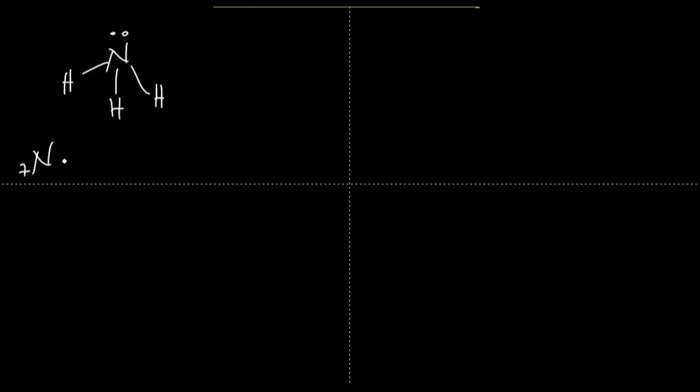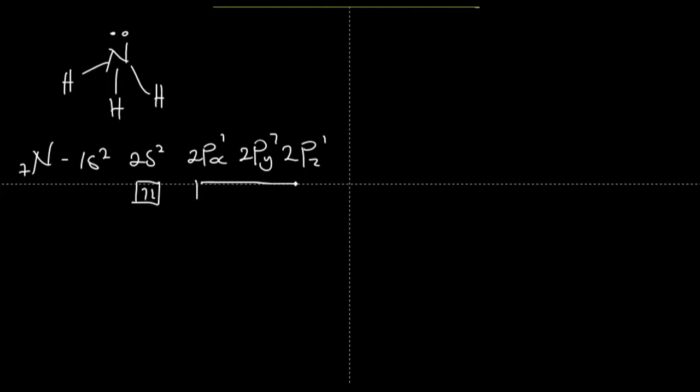with atomic number 7, its configuration is 1s2, 2s2, 2px, 2py, and then we have 2pz. So each of these has one electron each. So in the 2s, we have a paired electron, and in the p orbital, which is a degenerate orbital, we have three electrons, one in px, one in py, and one in pz.